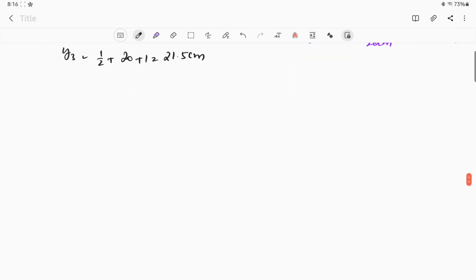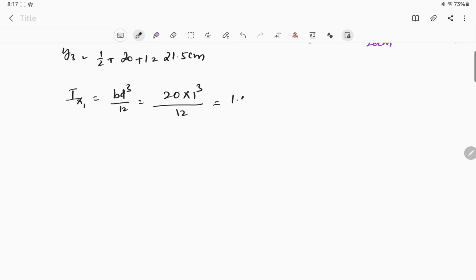Now since we have to calculate about its base, right? So when we calculate about its base it is nothing but our x-axis. So Ix1 is equal to bd cube by 12. What is the base of first one? 20 into 1 cube whole divided by 12, which is equal to, 20 into 1 cube divided by 12 is how much?